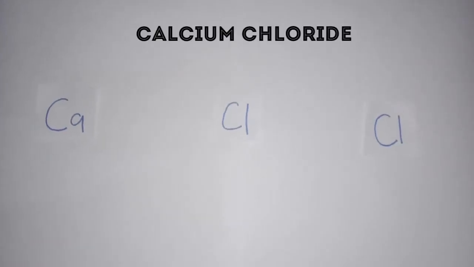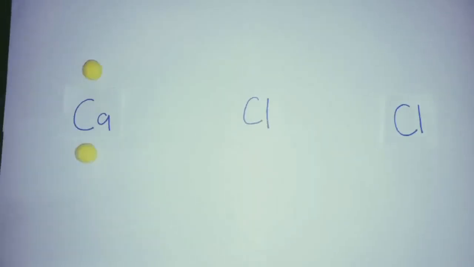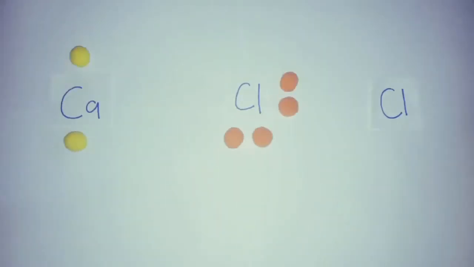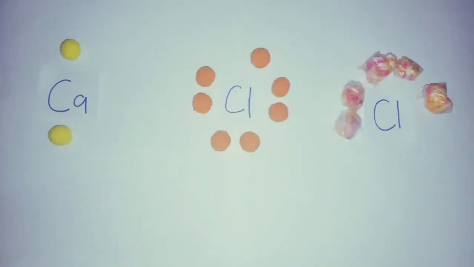Try to illustrate calcium chloride using the Lewis dot structure. Here is the answer. The calcium atom transferred its 2 valence electrons to the 2 chlorine atoms.